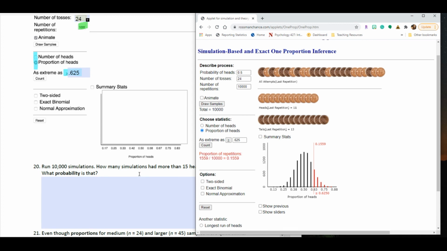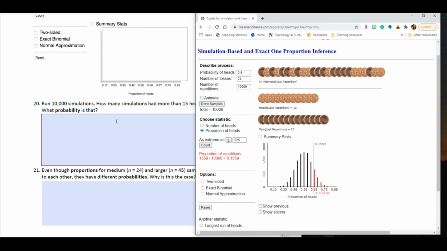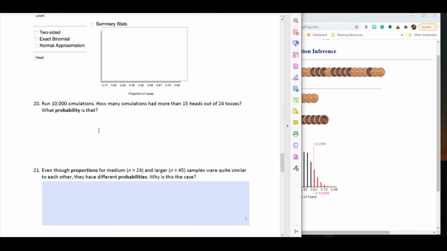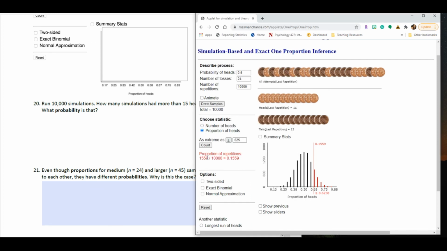Okay? So now what I want you to do is, again, similar to what we just did before, how many of these simulations had at least 15 heads? Well, you'll see that here. It counted them all up, and for me, it's 1559. For you, it's probably a little different. But you want to record the number of simulations that ended up like ours or more extreme out of 10,000 and use that to figure out the probability.